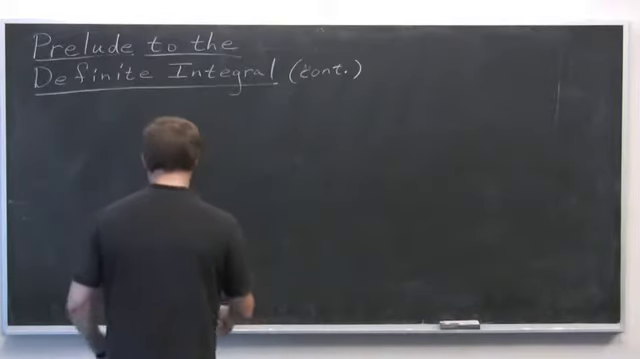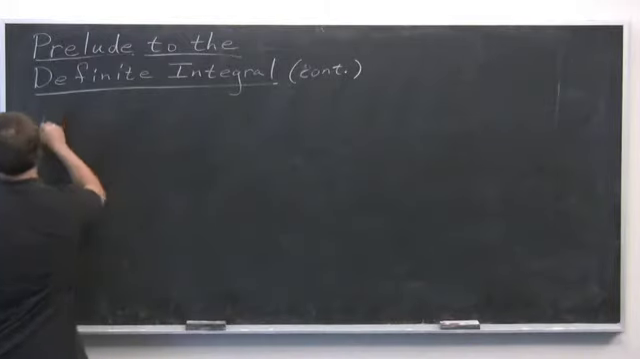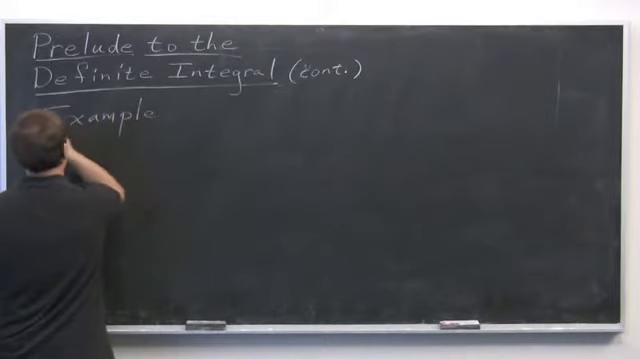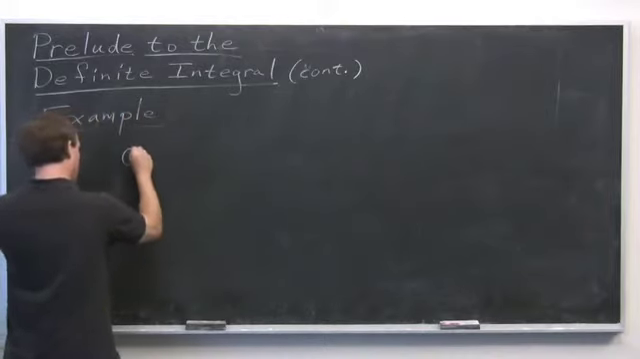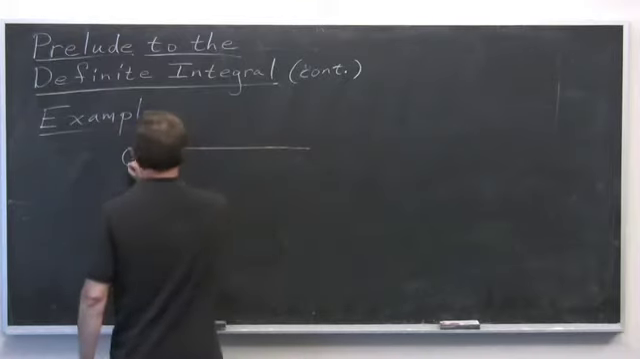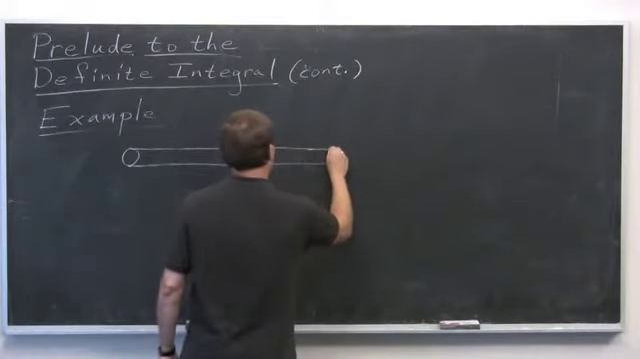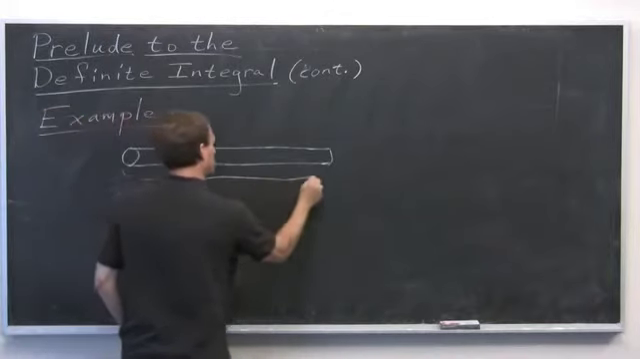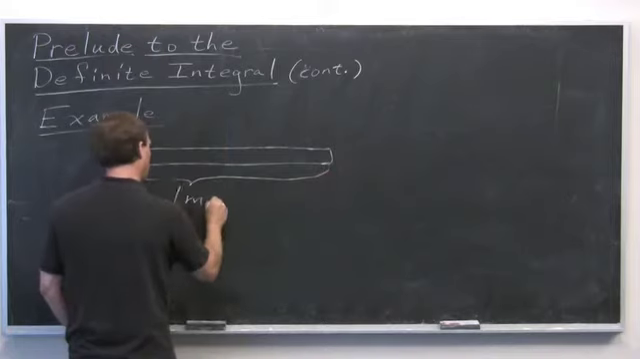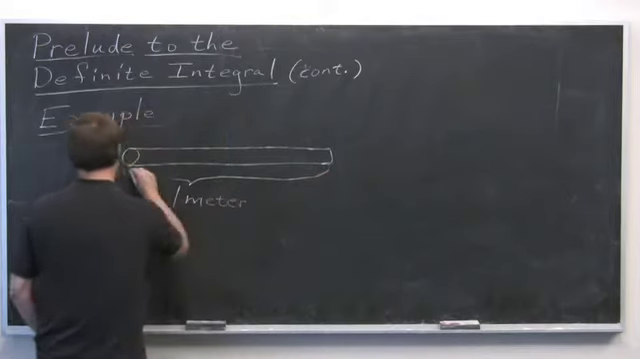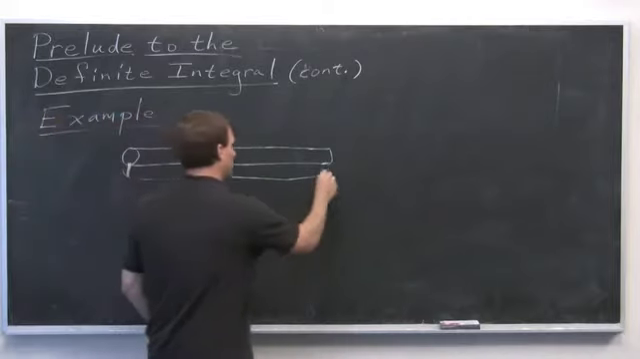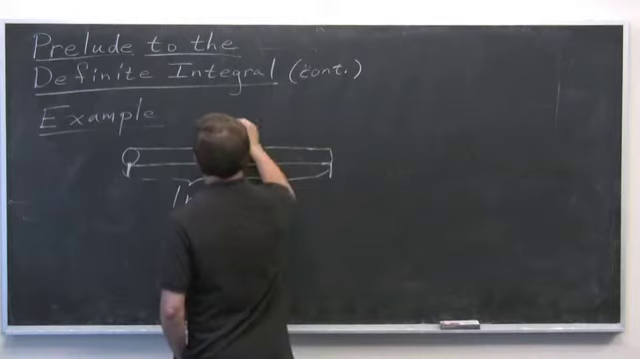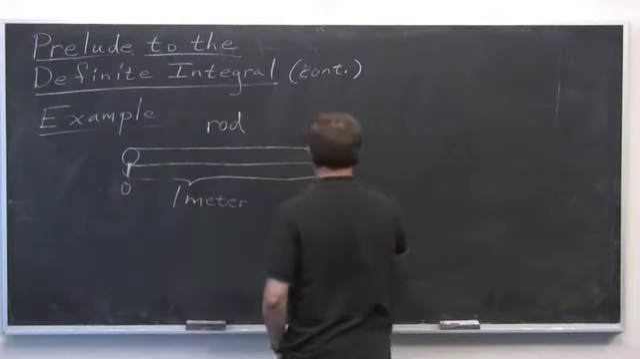So let's start with a circular rod, which I'm not really picturing this big, but I have to draw it this big to draw other stuff. So assume this is 1 meter long. I'm going to set up an x-axis so that this rod is along the x-axis. Here's x equals 0, here's x equals 1 meter.